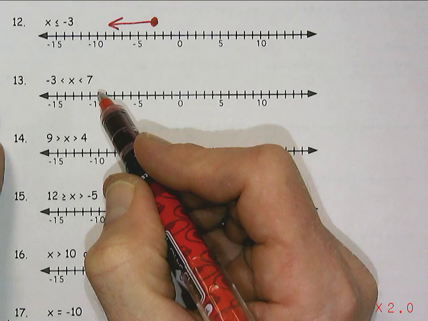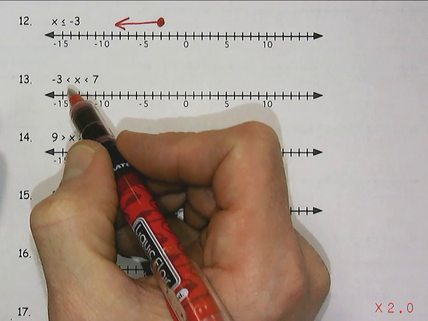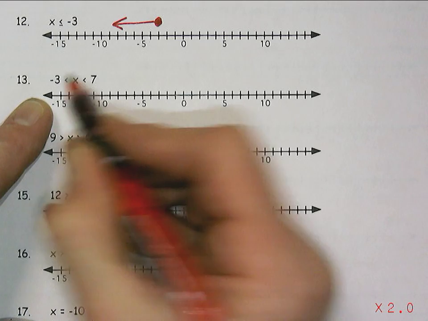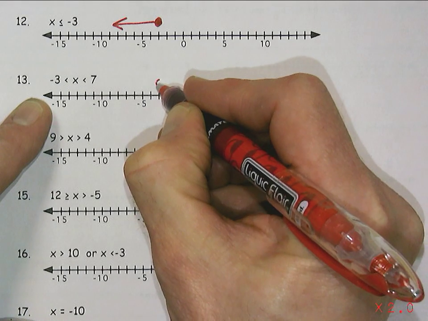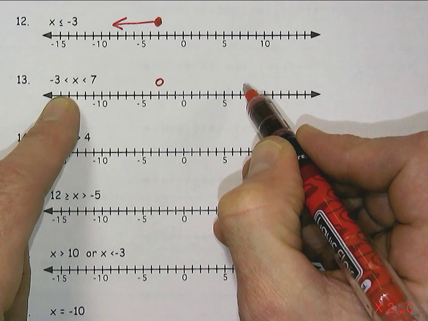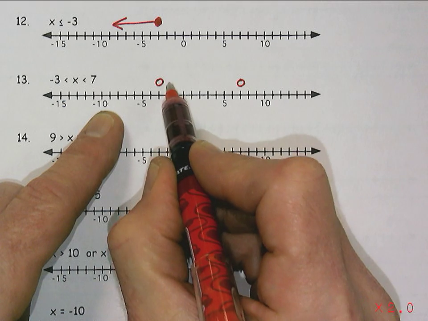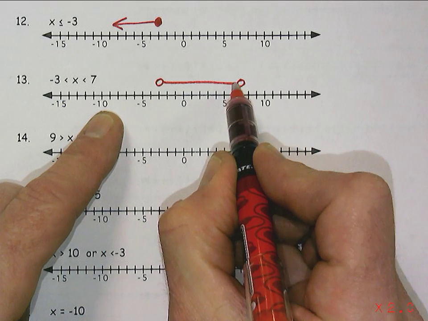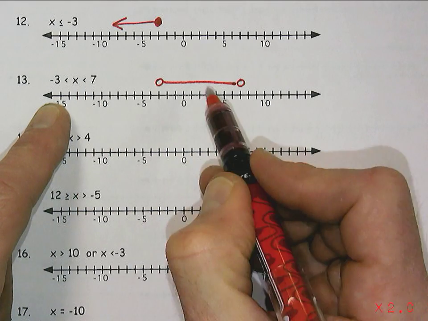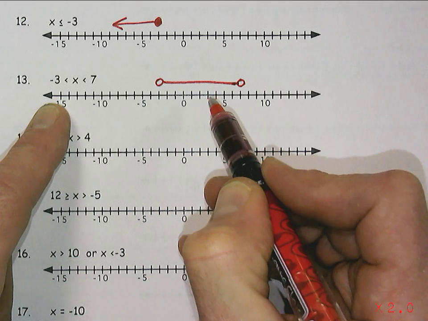But number 13 is a compound inequality because we have two things happening at the same time, where x is bigger than -3, so I'm going to put an open circle at -3. And x is also less than 7, so another open circle at 7. And really the numbers between them would make this true. So if x was 0, that's less than 7 and greater than -3. So this is the set of numbers right here that make this true.